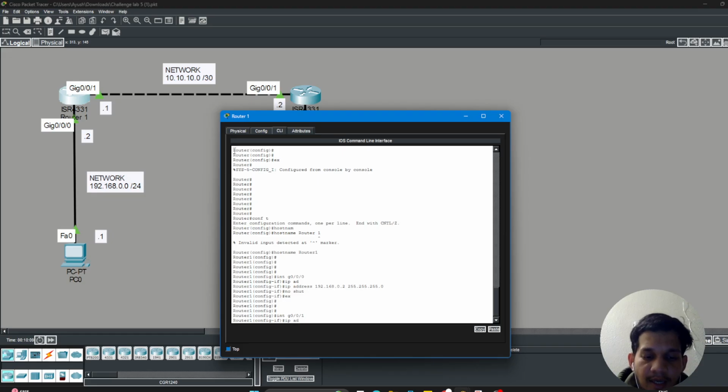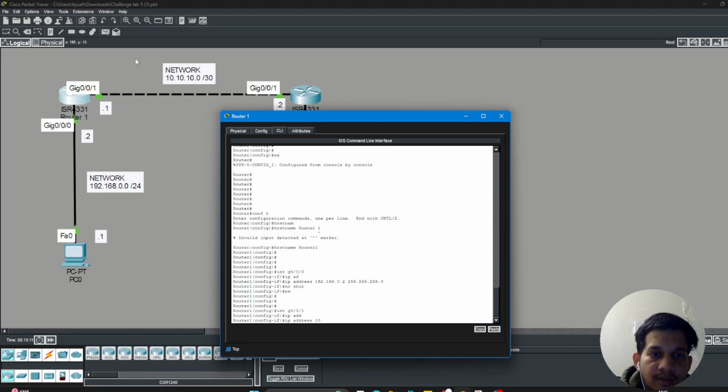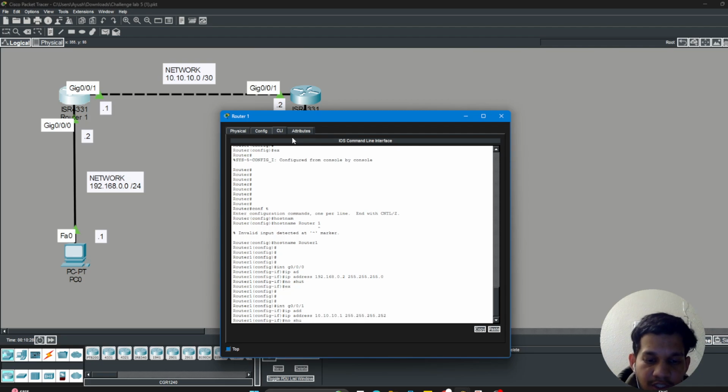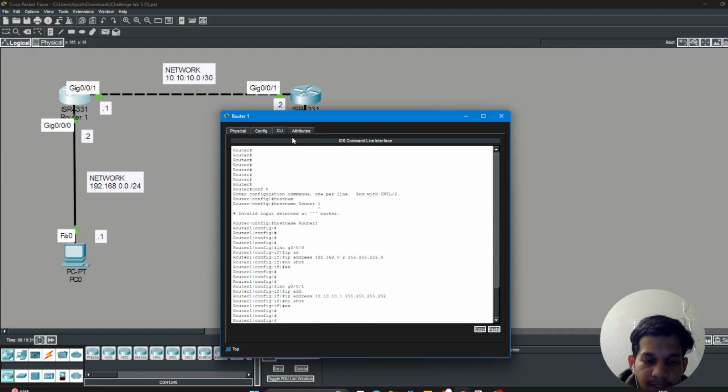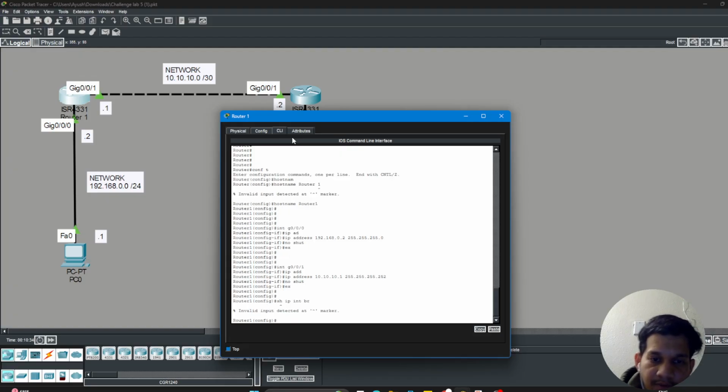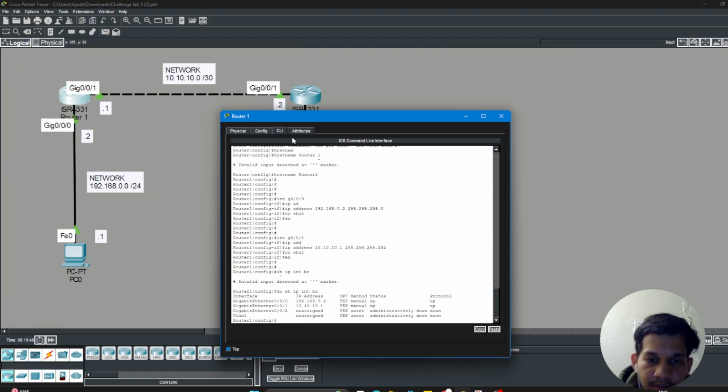The IP address in this network will be 10.10.10.1 with /30, so the mask is 255.255.255.252. Okay, no shutdown. Let's verify with show ip interface brief. Successfully, G0/1 is 10.10.10.1 and G0/0 is 192.168.0.2.